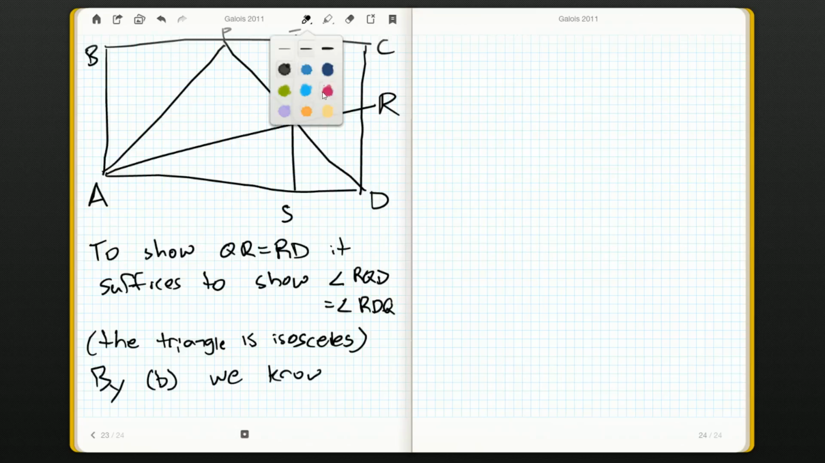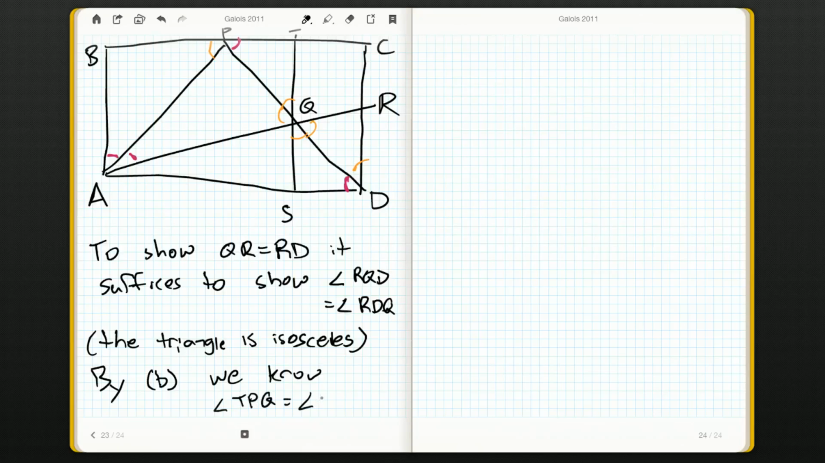So let's just write in the angles that we're going to use. So we have this little red one here, this little red one here, this little red one here, and this little red one here. And we have our orange angle here, here, here, here, here, and here. Okay, those are the angles we're going to be using. So we know angle TPQ is equal to angle SDQ.